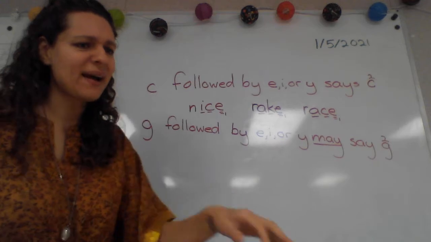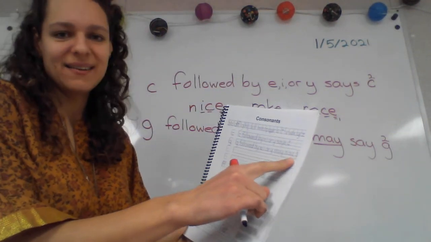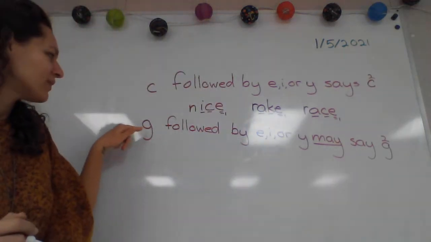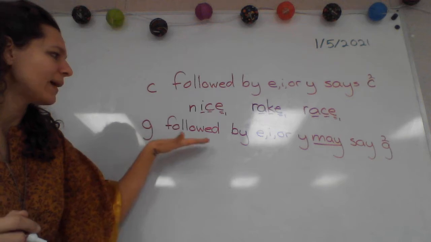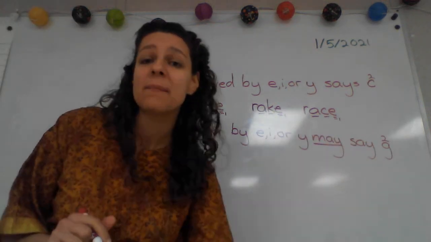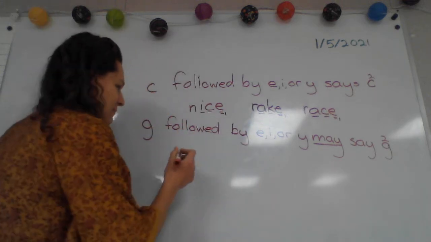All right, so if you don't have that written in your second little line here, under our consonants, by your G that you wrote earlier, go ahead and write G followed by E, I, or Y may say J. Pause the video till you're finished with that. All right, I'm going to give you a quick example of it.